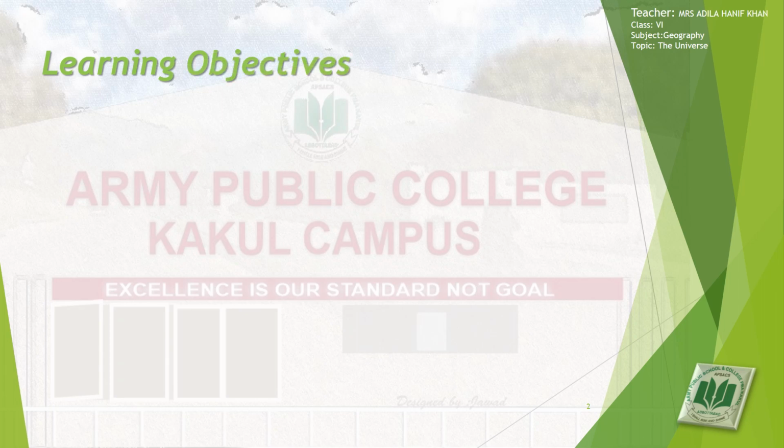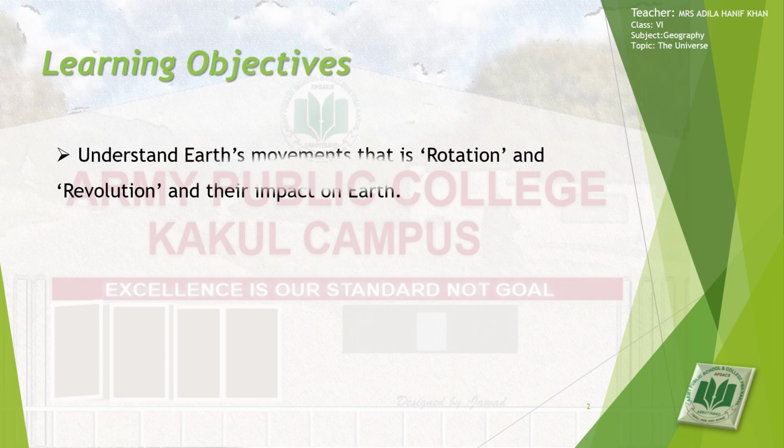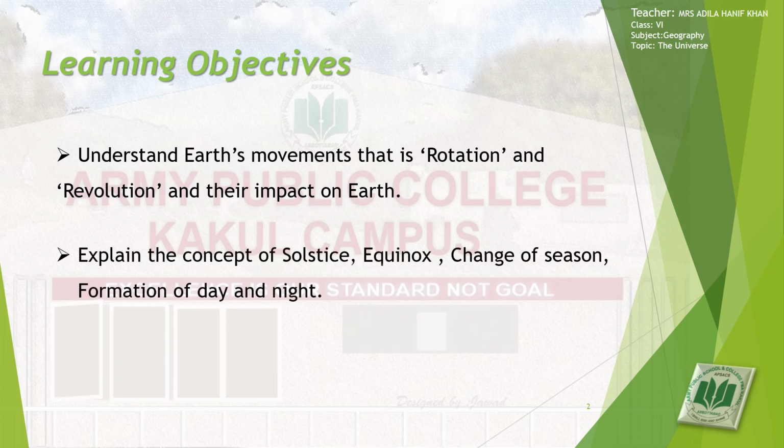The learning objectives of today's lesson are: understand Earth's movements, that is rotation and revolution, and their impact on Earth. Explain the concept of solstice, equinox, change of season, formation of day and night.